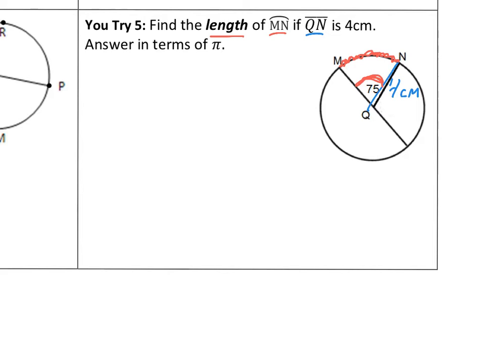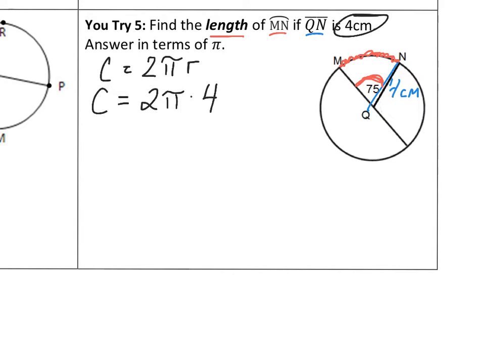Now, if you remember, to figure out the arc length, what you're going to need to know first is circumference. All right, well, to calculate circumference, it's going to be 2 pi times r. Okay, well, I was already given the radius right here, 4 centimeters. So now my circumference is going to equal 2 times pi times 4. Well, I'm going to combine these two terms, and I'm going to end up with a circumference of 8 pi.